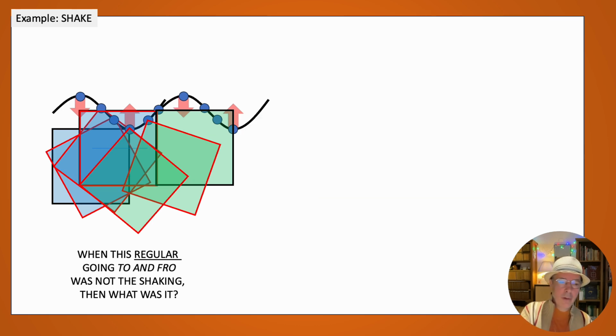So when this regular going to and fro was not really the shaking, what was it then? What kind of word would fit that, and why is it something else? What did I do, that I was focusing so much on these frames that it became an object of movement?